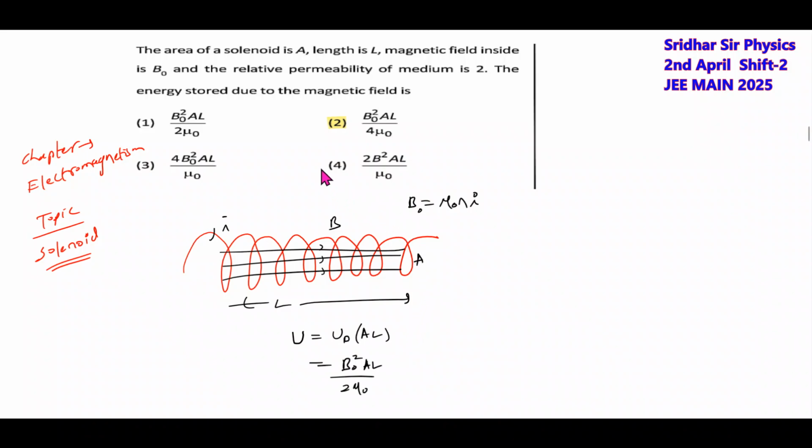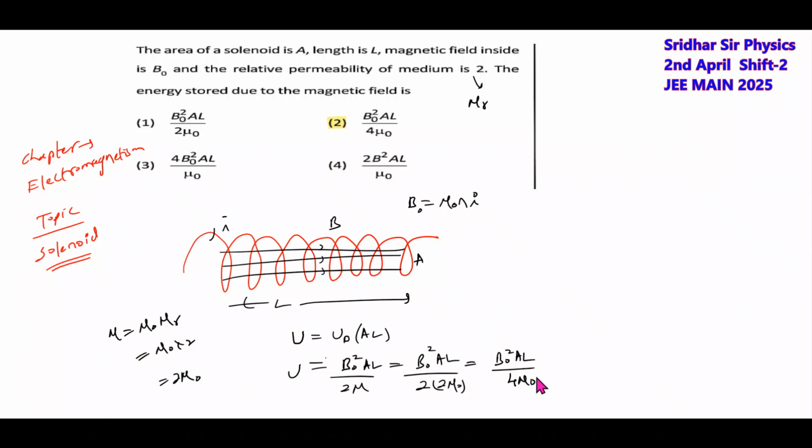Magnetic field inside is B naught, the area of the solenoid is A, length is L, and the relative permeability is given. Okay, this one. Now further, what is the formula? We know mu should be equal to mu naught into mu r. What is the relative permeability? He has given this is equal to 2. So this will become 2 mu naught. So this will become B naught square AL by 4 mu naught.